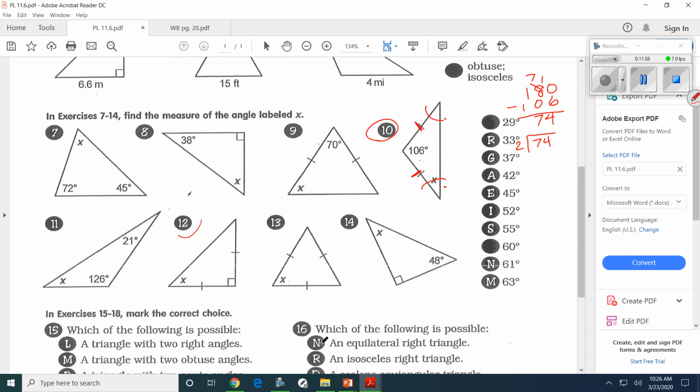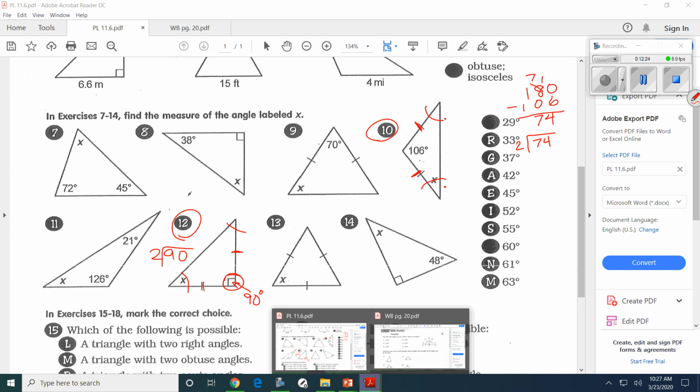Number 12 right here, they give you none of the numbers, but they do tell you right here the symbol. So you know this is a 90 degree. If this is 90 degrees, there's 90 degrees left. And look, it's an isosceles triangle, which means these two sides and these two angles are the same. If it's 90 degrees here, there's 90 degrees left divided equally among 2. So you just take 90 and divide by 2. So you can use that to help you with this side.